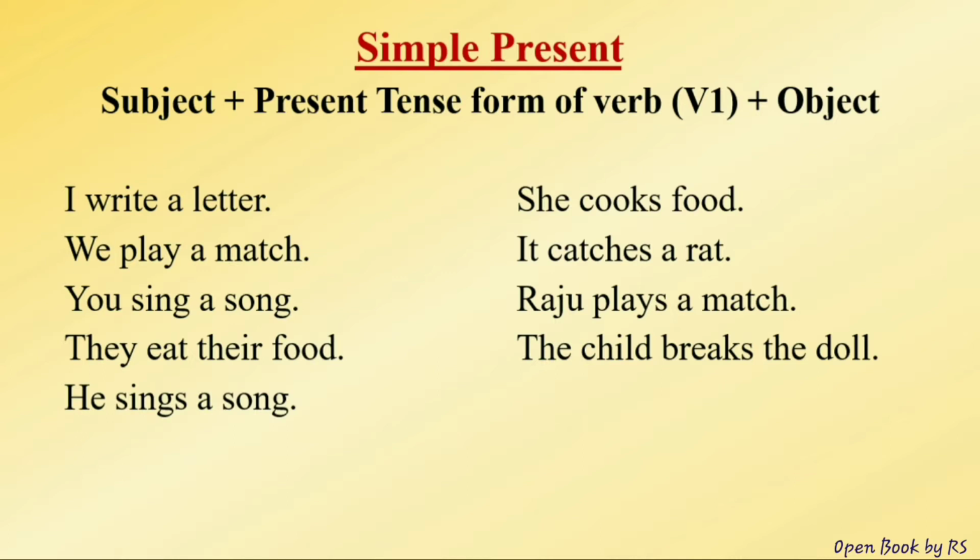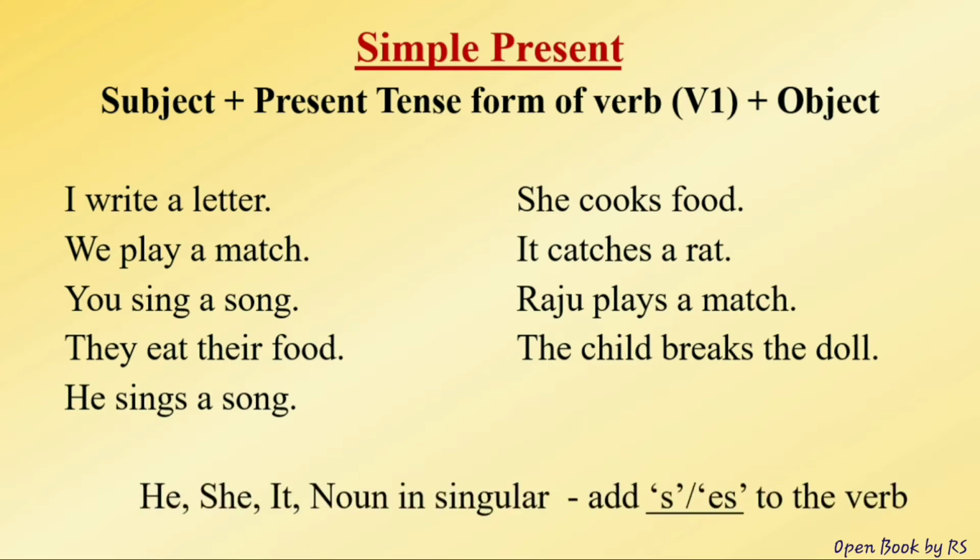We used the verbs. But here you should observe one change. When the subject is he, she, it or a noun in singular, we add an extra s. He sings, she cooks, it catches, Raju plays, the child breaks and so on.